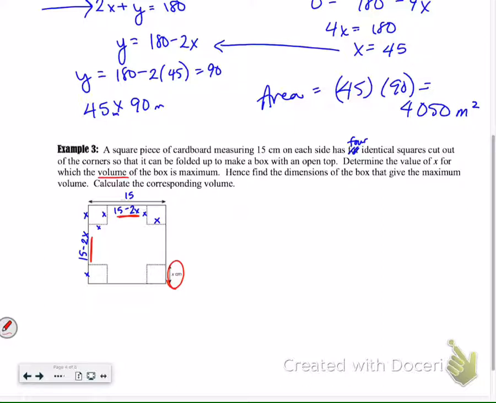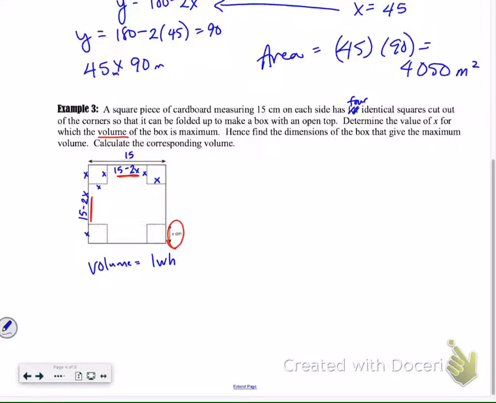So find the dimensions of the box that gives the maximum volume, calculate the corresponding volume. So I'll find the dimensions of the box once I figure out what x is. So my volume is length times width times height. It's of course up to you what you think of as length and width and height, but the volume is going to be 15 minus 2x times 15 minus 2x times x.